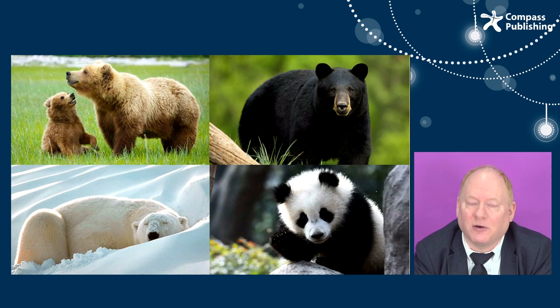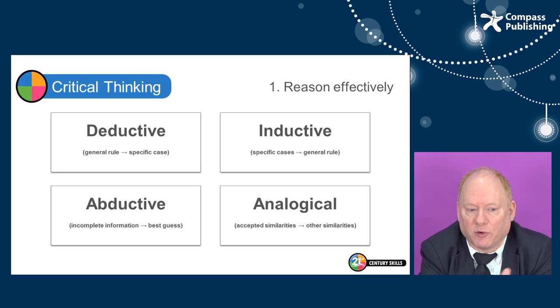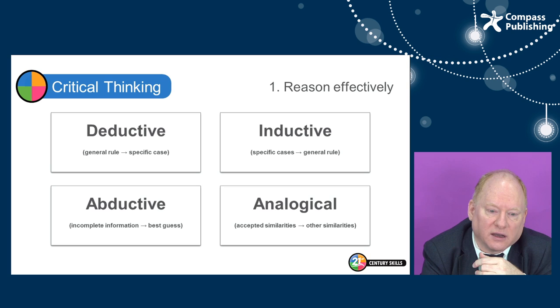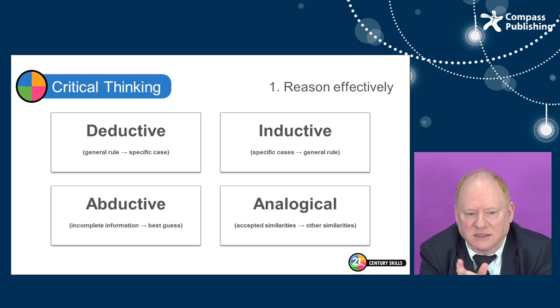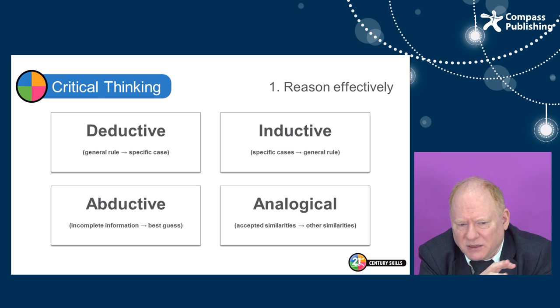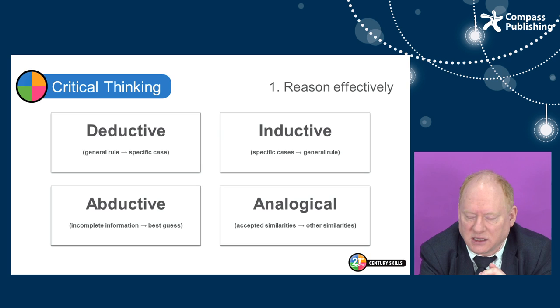Now, let's summarize as we move on. Deductive is from the general to the specific. Inductive is from the specific to the general. Abductive, isn't that a nice word? Is from incomplete information to maybe your best guess. And analogical reasoning is from accepted similarities and maybe other similarities to help us learn more about these things.